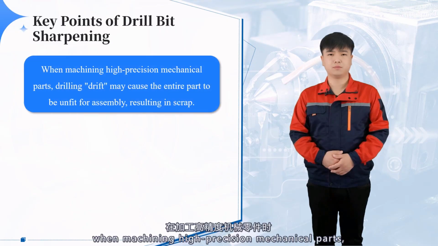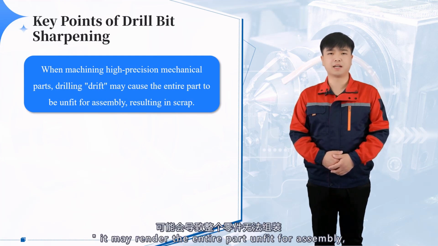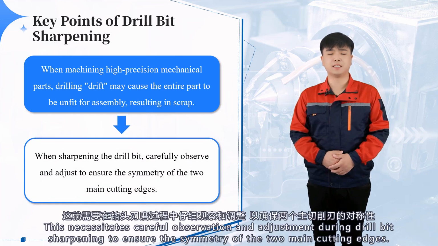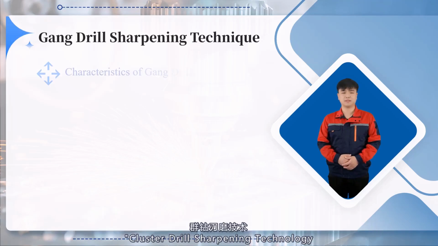For example, when machining high-precision mechanical parts, if drilling results in drift, it may render the entire part unfit for assembly, leading to scrap. This necessitates careful observation and adjustment during drill bit sharpening to ensure the symmetry of the two main cutting edges. Cluster drill sharpening technology.